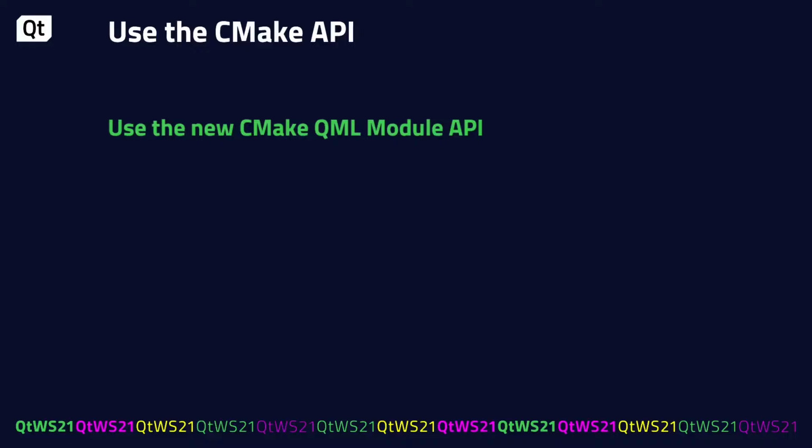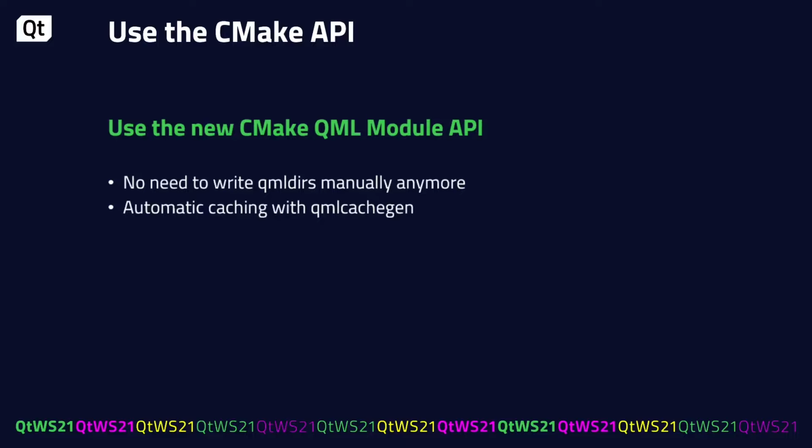There's the new CMake API also, which you should definitely use if you can. There's no need to write qmldir files manually anymore, which in some cases may not be that difficult, but there are some cases where there's some room for messing up, so it's definitely nicer to have this done for you. You also get automatic caching with QML cachegen. You no longer need to set it up manually. And it gives you a free qmllint target that lints all your files. So for every target, you get an underscore qmllint target that corresponds with it.